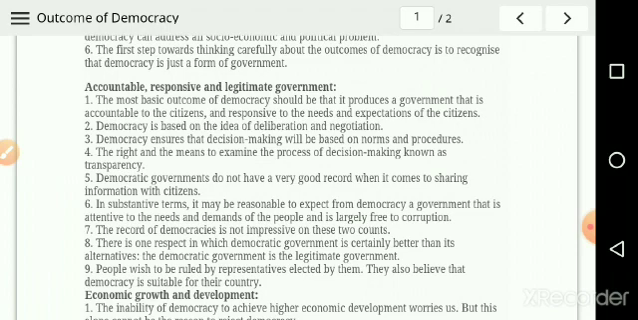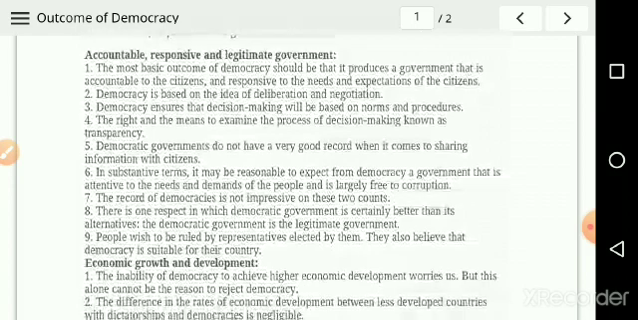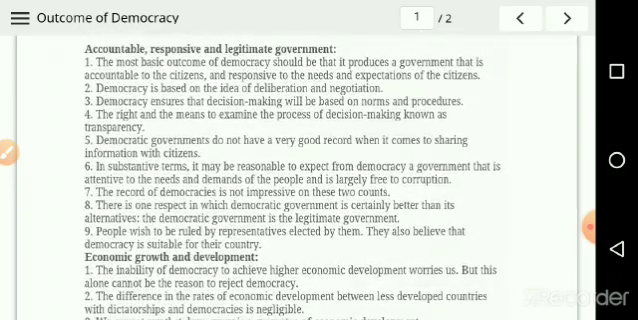They should understand the pain of the people. Then they want to work, or they want to give results according to the expectations of the people. Then democracy is based on the idea of deliberation and negotiation.